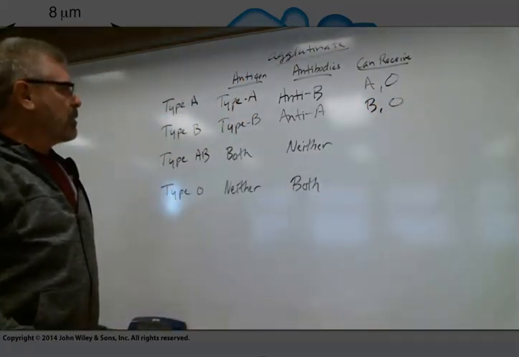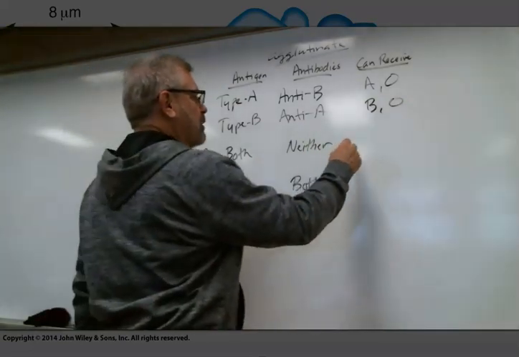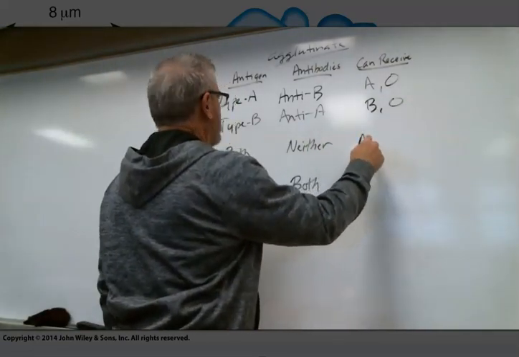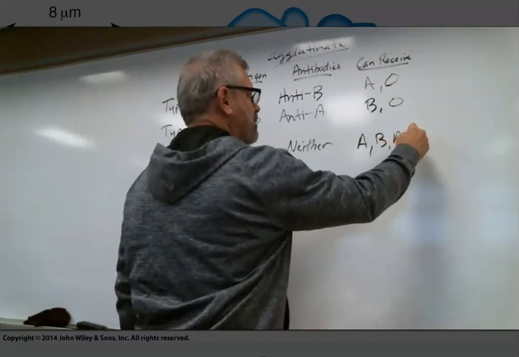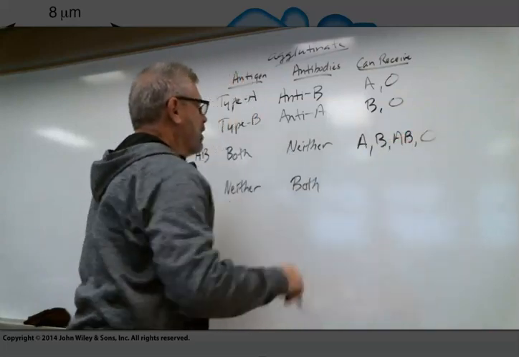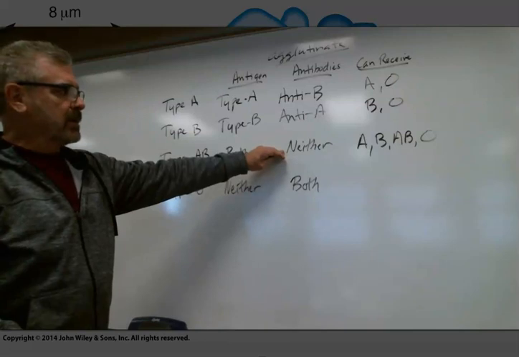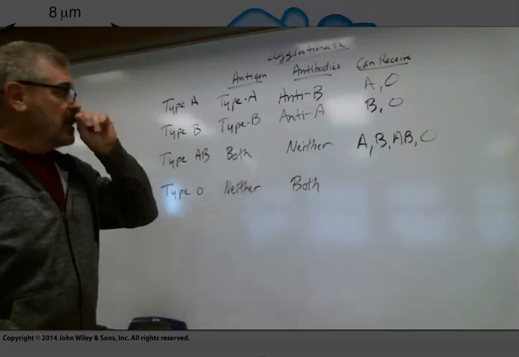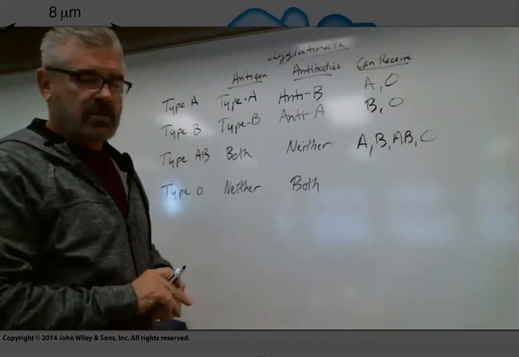Okay. A person with type AB blood can receive A. They can receive B. They can receive AB. And they can receive O, all right? Because they have neither the anti-A nor the anti-B antibody, so they could receive all forms. So people with type AB blood are known as the universal recipient, right?